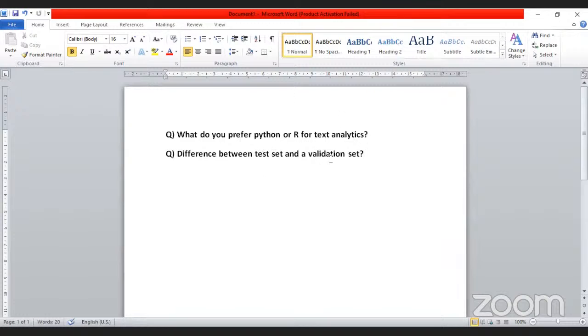The next difference is that the validation set we use for parameter selection and avoiding overfitting, and the test set we use for evaluating the performance of our trained machine learning model. Okay, is that difference clear?